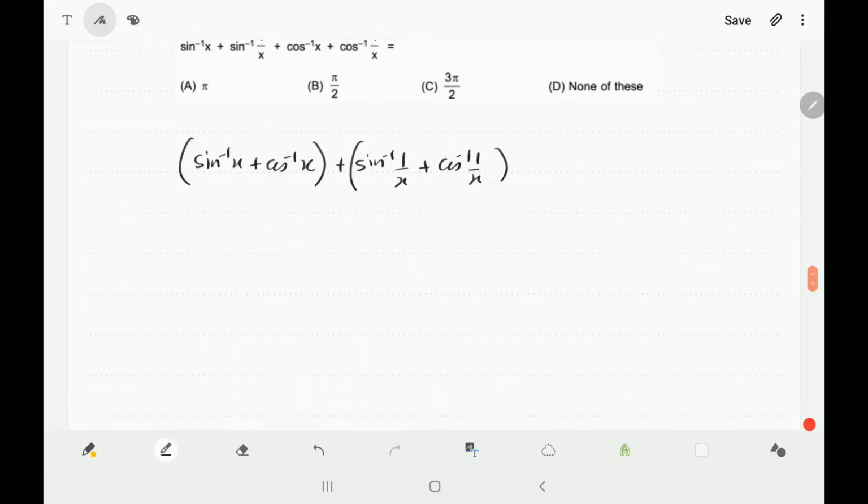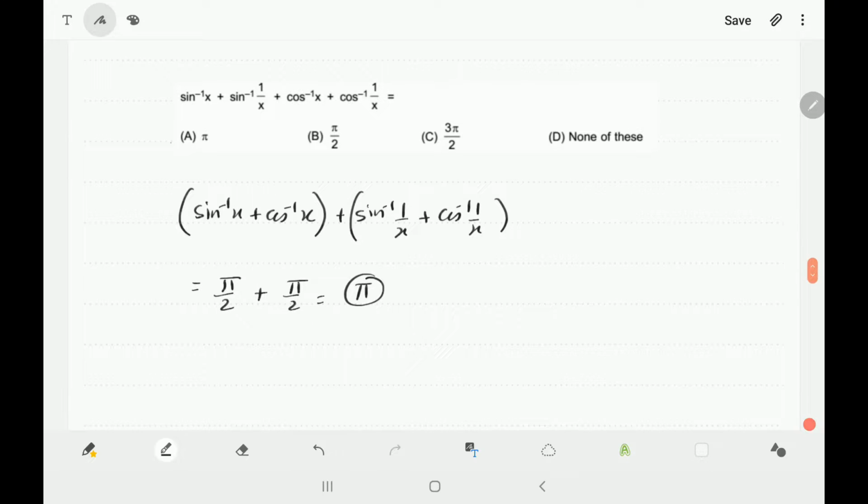We already know that sine inverse x plus cos inverse x is pi by 2. Similarly, sine inverse of 1 by x plus cos inverse of 1 by x will also give us pi by 2. So the answer for this problem will be pi. The answer is A already. But there is one more catch in this problem, which is not required in solving it.